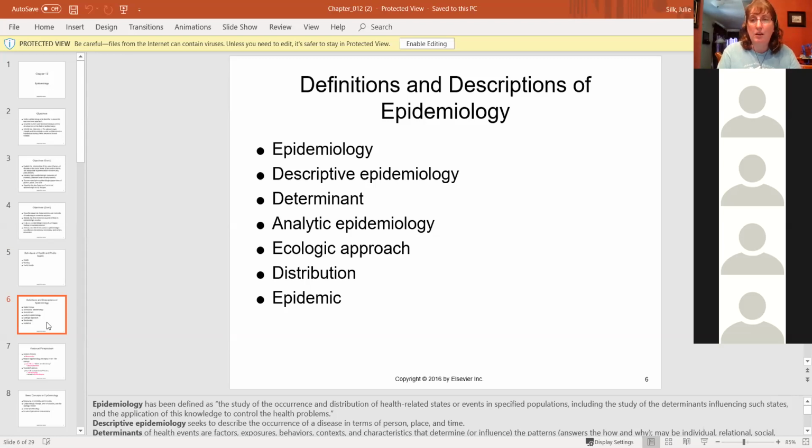And then epidemic, we all are familiar with that right now. This occurs when the rate of disease, injury, or other condition exceeds the usual endemic level of that condition.